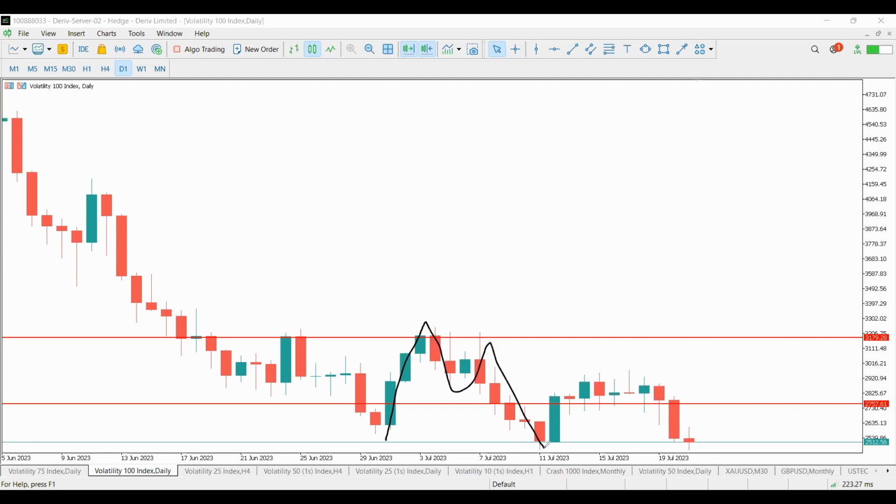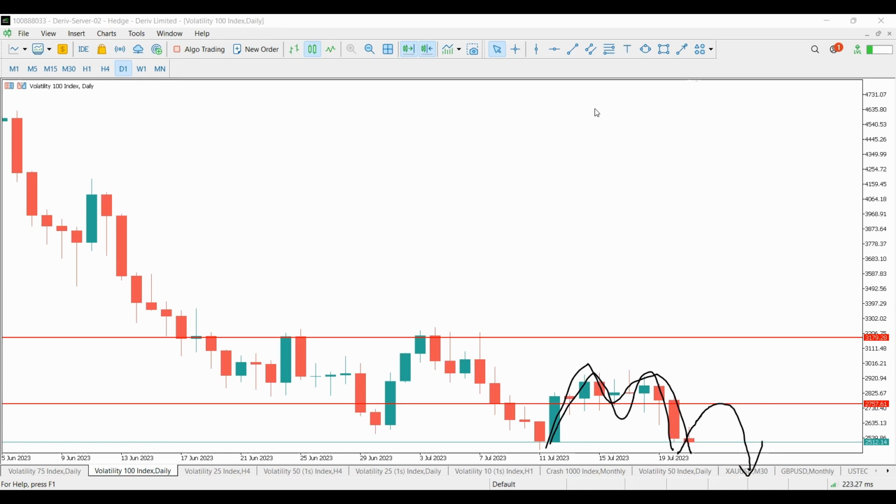It gave us an M here. Then it came and gave us a retracement to the neckline. And in the process of giving us the retracement to the neckline, it again gave us another M here. So the market currently has given us an M. There's a higher chance the market would give us a pullback before continuing downwards.